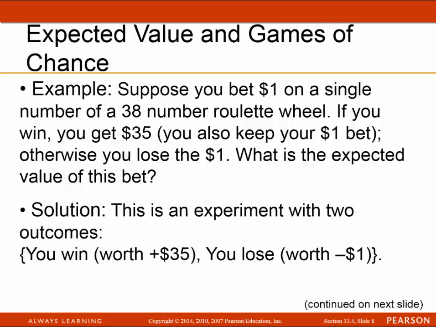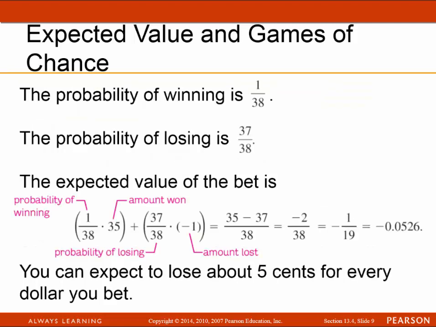So then we know that there are 38 numbers. The probability of winning is 1 out of 38. The probability of losing is 37 out of 38. So the expected value of this bet is the following. You take the probability of winning, which is 1 over 38, times how much money you would win, which is 34, plus, and then here you have to multiply the probability of losing, which is 37 over 38, times what you will lose, which is $1. Then you multiply and add them, and you find out that you can expect to lose about 5 cents for every dollar you bet. So this is not really a fair game, is it?